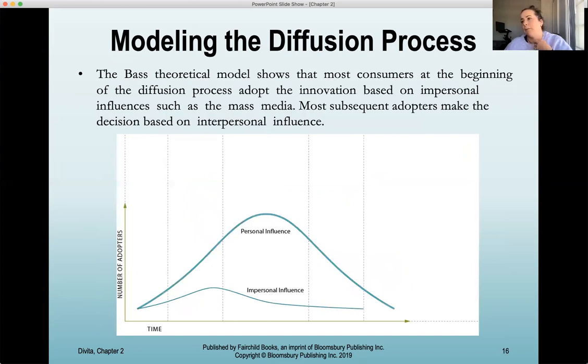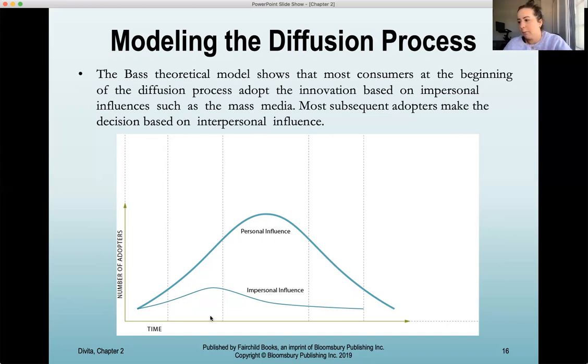Modeling the diffusion process. The Bass theoretical model shows that most consumers at the beginning of a diffusion process adopt the innovation based on impersonal influences, such as mass media. So, impersonal. Most subsequent adopters make the decision based on interpersonal influence, so personal influence.